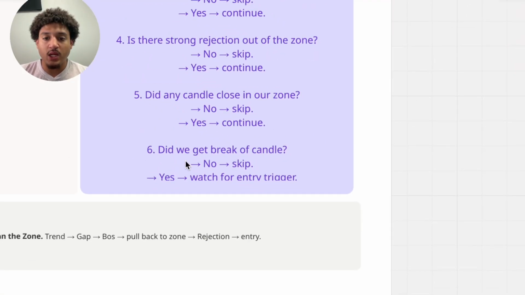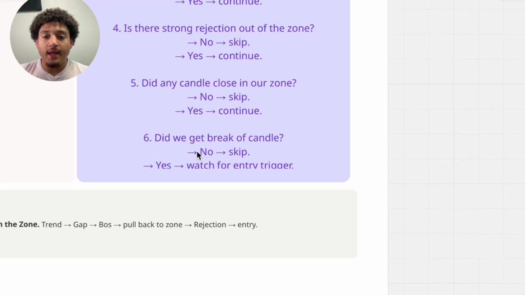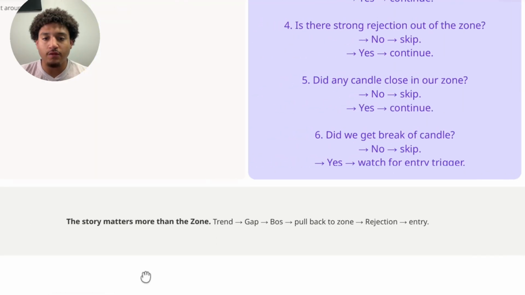Now, 6: did we get break of candle? If not, we skip the trade. If yes, we watch for the entry trigger, which is break of candle. If we get break of candle, that is exactly where we enter our trade, place our stop loss and take profit, and move on from there.